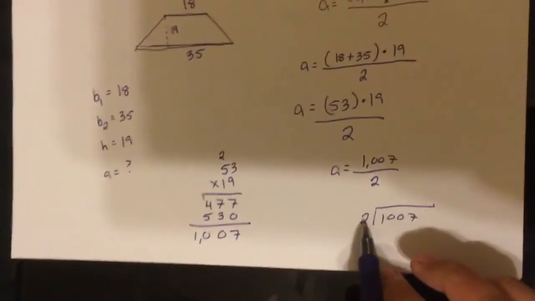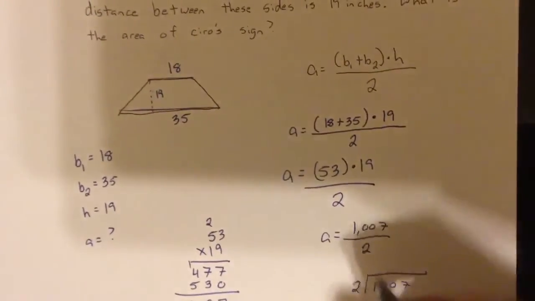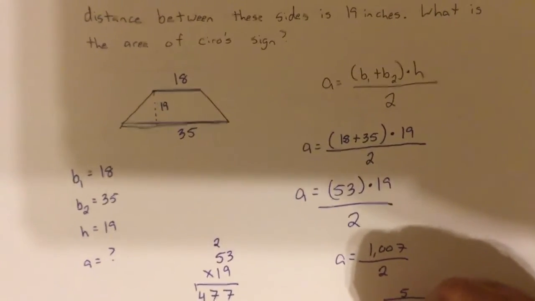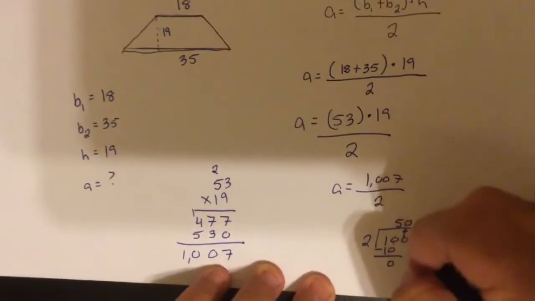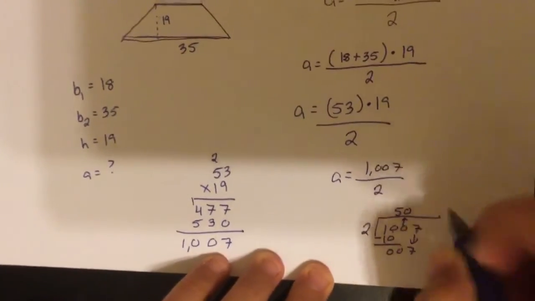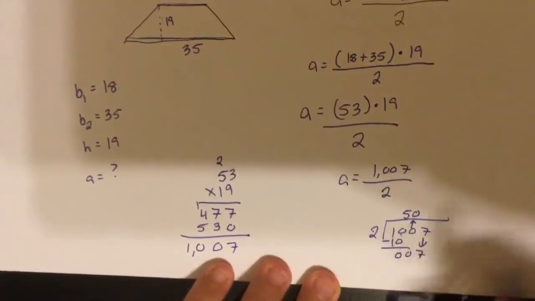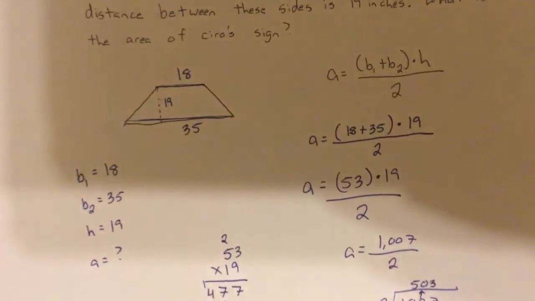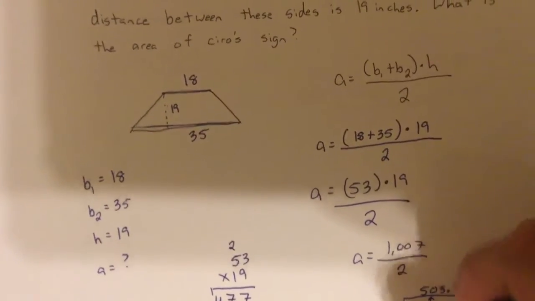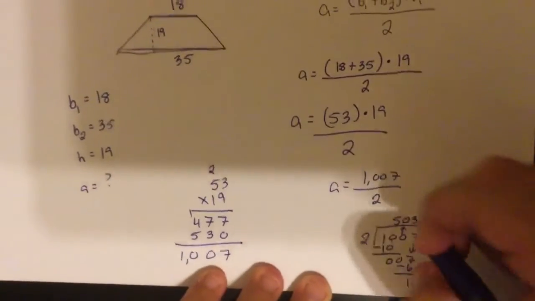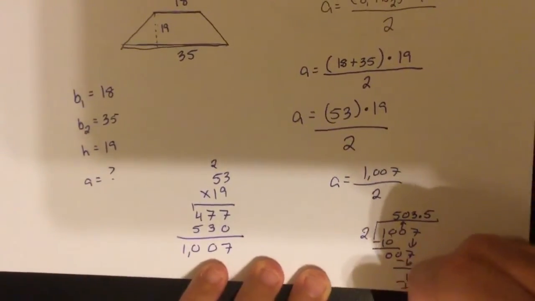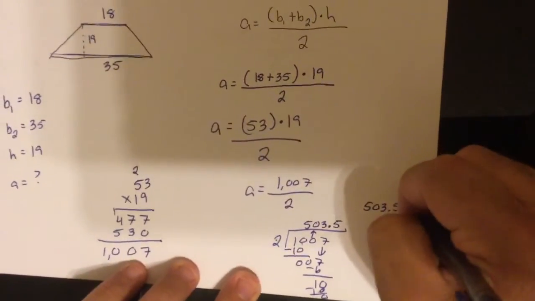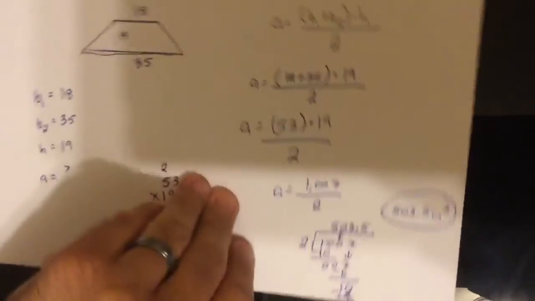Well, guys, how many times can 2 go into 10? It can go in there 5 times. This 0 is going to go up. How many times can 2 go into 7? It can go in there 3 times. Can 2 go into 1? No. So there's your decimal, add a 0. 2 can go into 10 5 times. So your answer should be 503.5 inches squared. And now the last one.